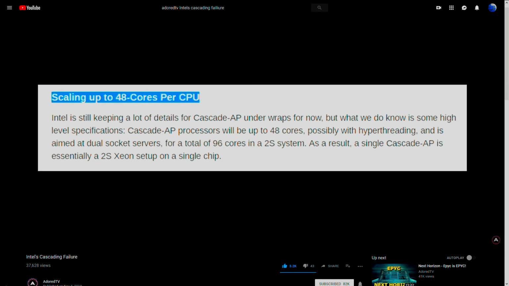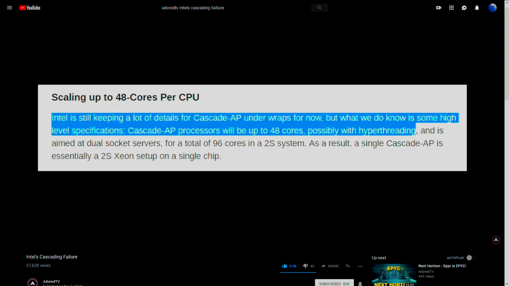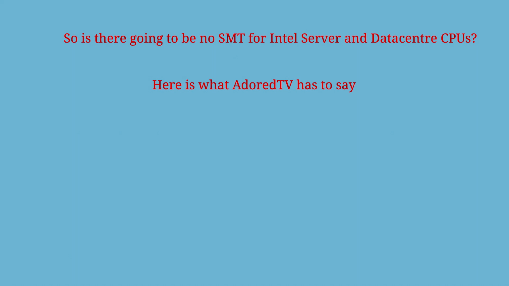Looking at the article again, something I hadn't considered was picked up by the author, Ian Cutress, who said, "Intel is still keeping a lot of details for Cascade AP under wraps for now, but what we do know is some high-level specifications. Cascade AP processors will be up to 48 cores, possibly with hyperthreading. They wouldn't disable hyperthreading on these parts, would they?" I hadn't even considered it, but it would surely help a huge deal with power consumption. Now, Jim's investigation showed overwhelming evidence to suggest SMT is going to be disabled.